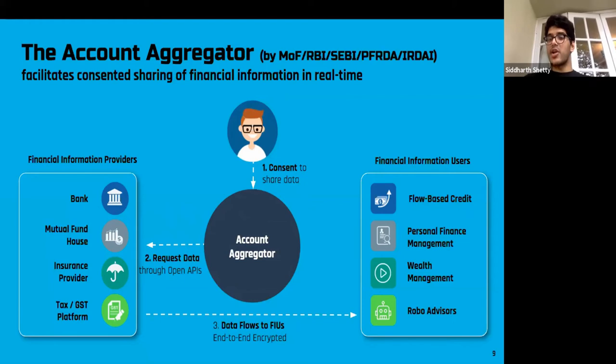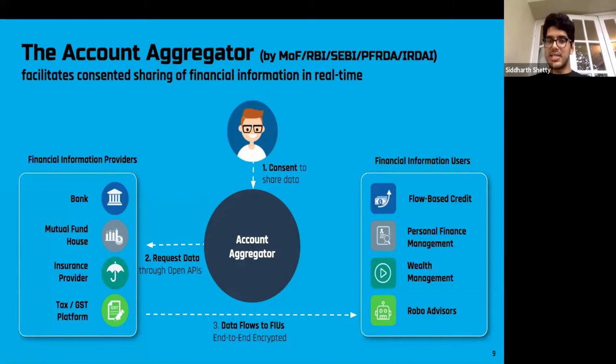The account aggregator cannot store your data and the entire data flow is end-to-end encrypted. So once I've linked my account, tomorrow I can show up at a lender and the lender says, in order to give you a loan, give me your account aggregator ID. And so I give him my account aggregator ID, saying Siddharth at the rate of AA1. And then in real time, the lender sends me a consent request. Imagine I get a notification on my smartphone saying, the lender is asking for your data for this purpose, for this time period. Do you authorize consent or not for these accounts?